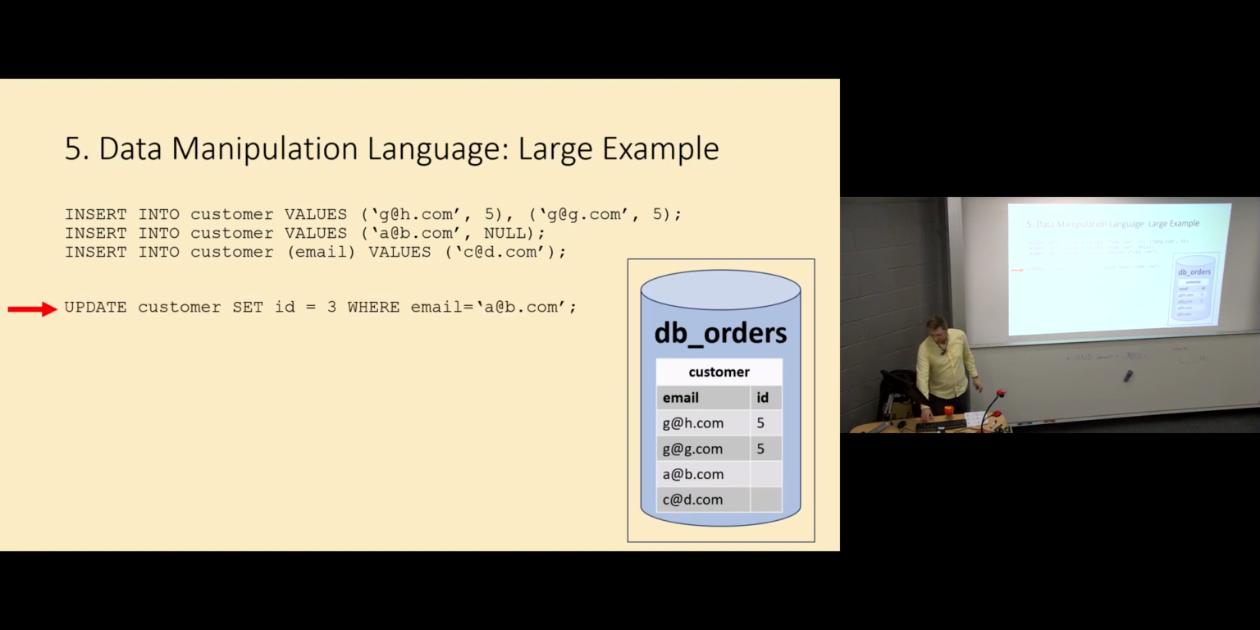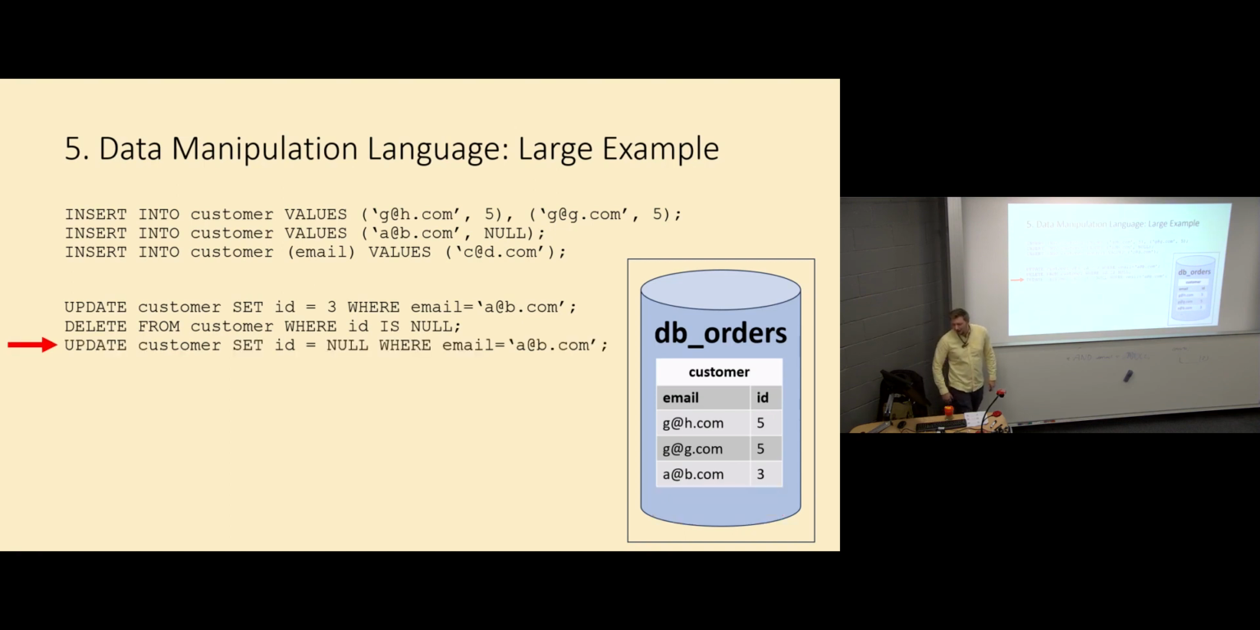Good. What's going to happen here? Update customer, so we're updating a customer table. I want to set ID equal to 3, but only where the email equals a@b.com. Which row is going to change its ID? The 3rd row, yeah, good. It's going to change the 3rd row to 3. Delete from customer where ID is null. So you can use this null, there we go. That means where the ID is empty. So which row is going to go? The 4th row, good.